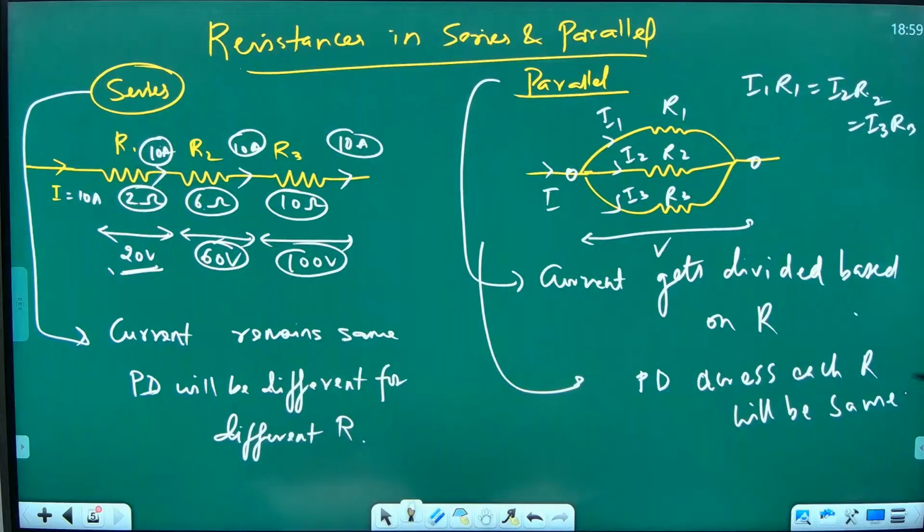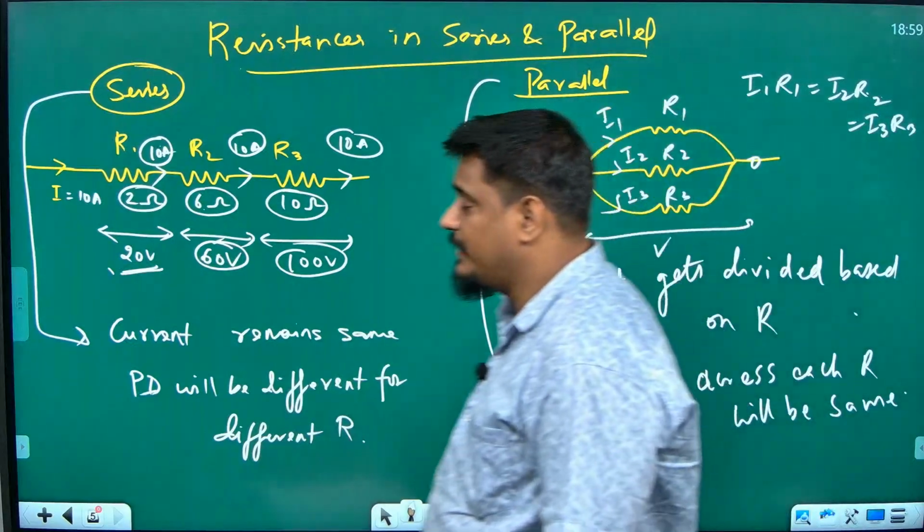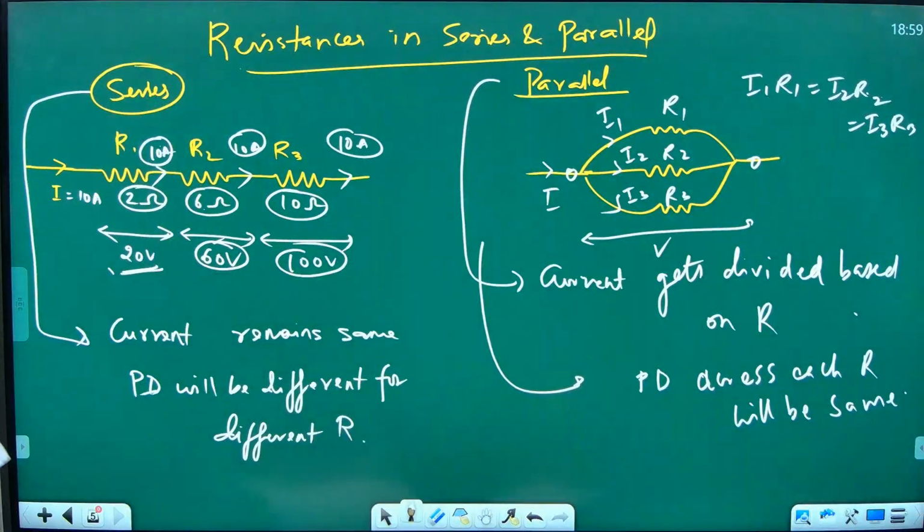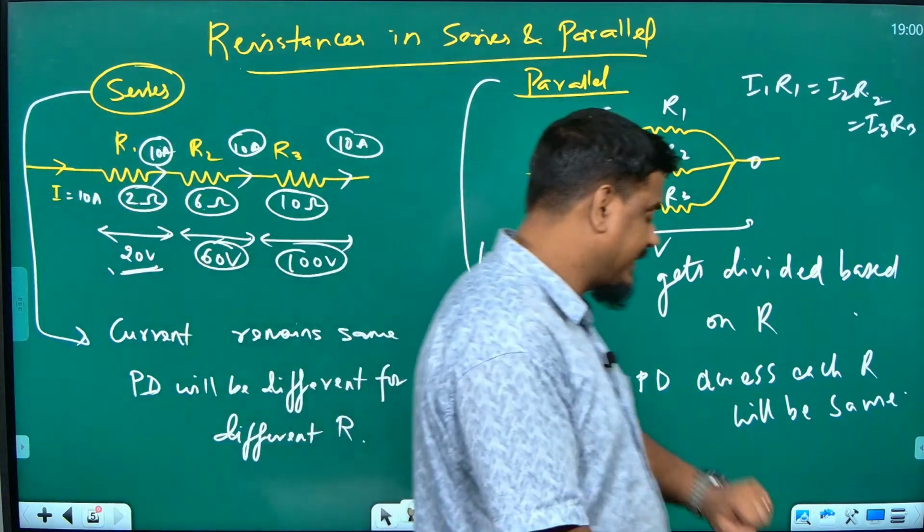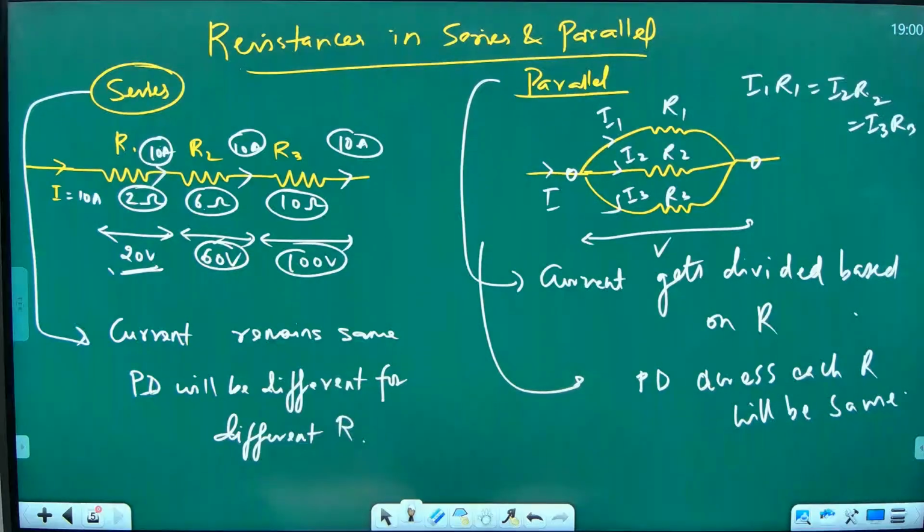What are you understanding from here? In series connection, current remains same, potential difference is different. In parallel connection, current is different, potential difference remains same. If you are understanding, please copy it first. Then I will explain once again to you. Please copy this.